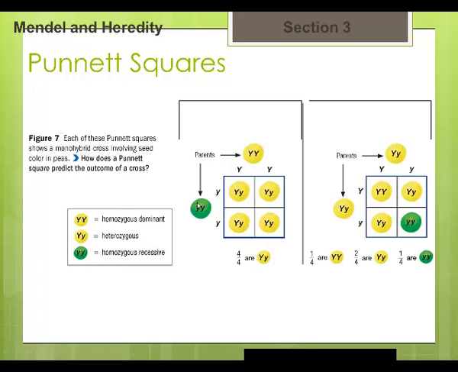So in this case, we have heterozygous individuals. For this cross, however, 100% of the offspring end up heterozygous. So our ratio is 4 over 4, or that also equals 1. Okay. So 100% of the offspring are heterozygous.